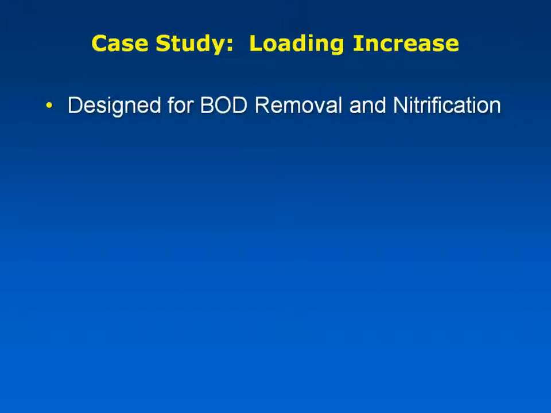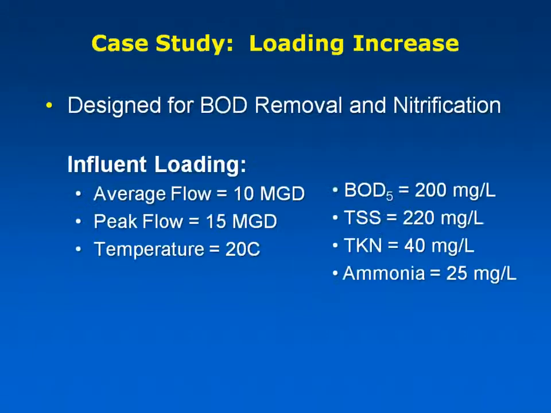So this plant, hypothetical plant, has been designed for BOD removal and nitrification. And it receives an influent loading here of an average flow of 10 MGD with a peak flow of 15. We're going to try and keep the story straightforward today, assume a temperature of 20 degrees Celsius, and an influent loading as shown over here, TSS of 220, and ammonia coming in of 25 milligrams per liter.